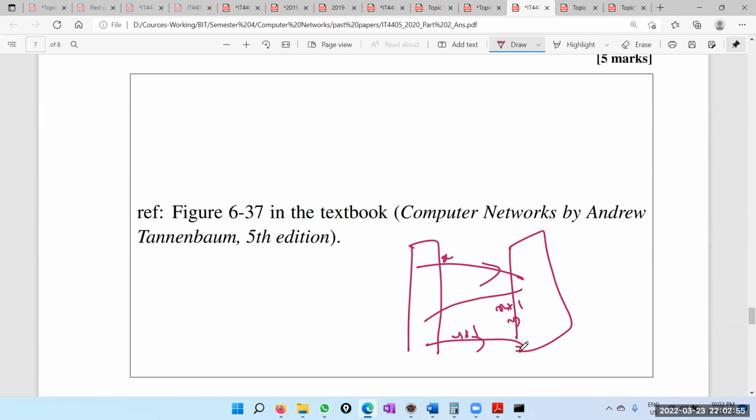Now, say A and B. Now B knows that A has received my data packet. That is why I got y plus 1. Okay, so that is called three-way handshaking.